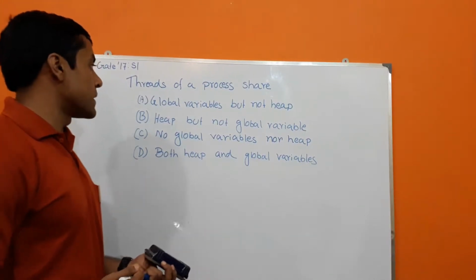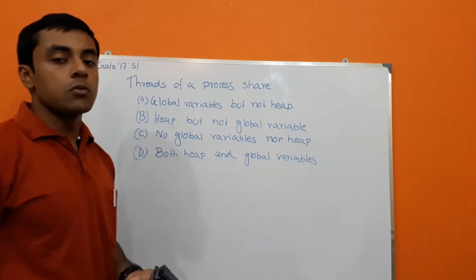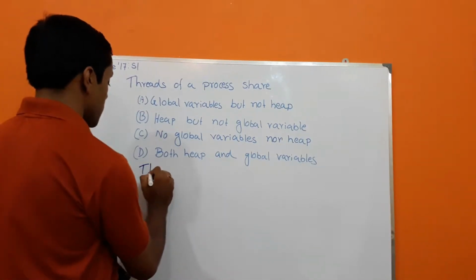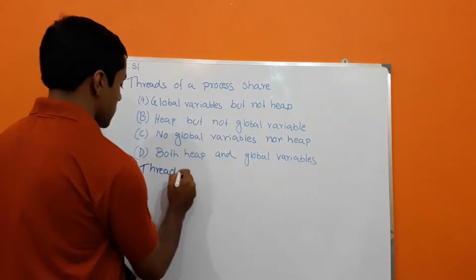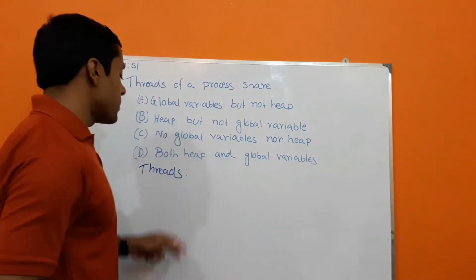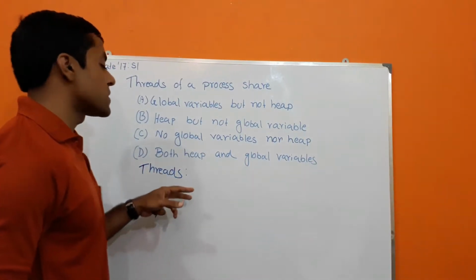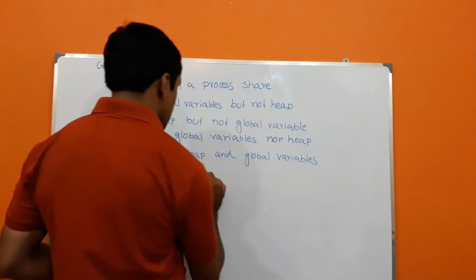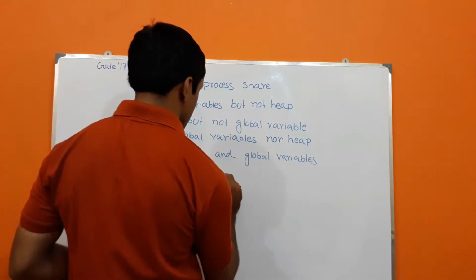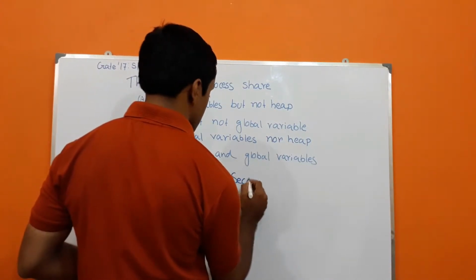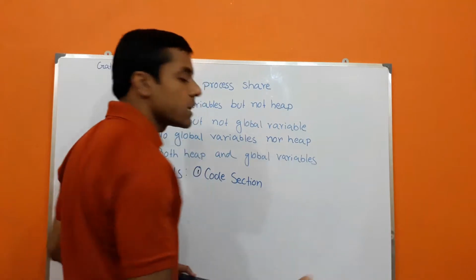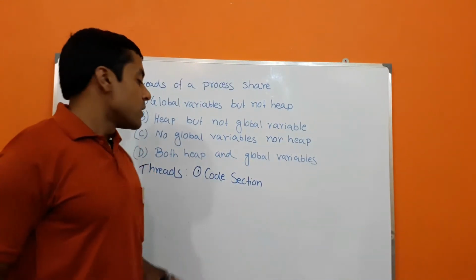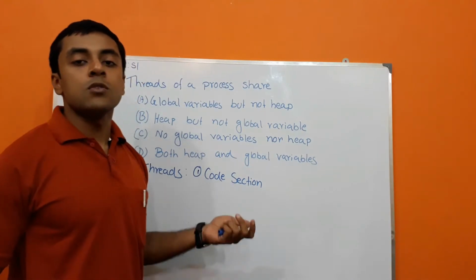Now, to answer this question, we know something about threads. In case of threads, it generally shares certain information. For example, first one is code section. What we are talking about is the things that are shared by a thread. The first thing that is shared by a thread is code section.